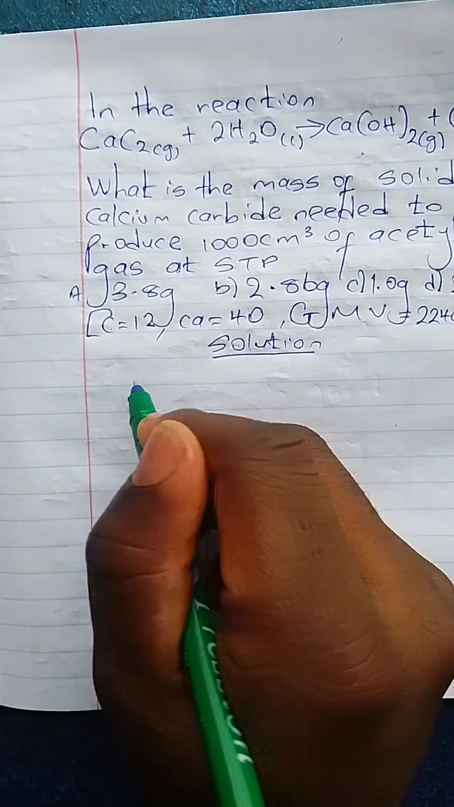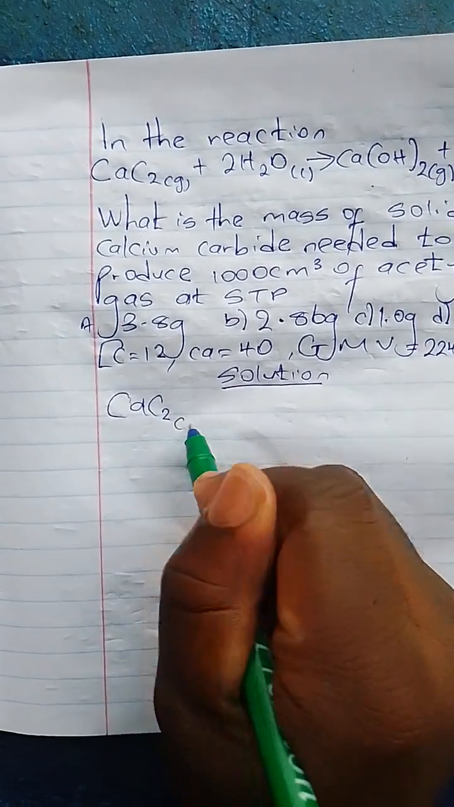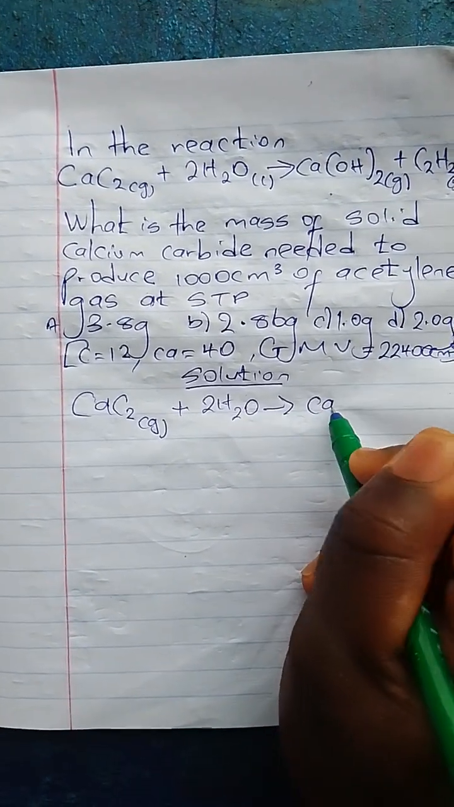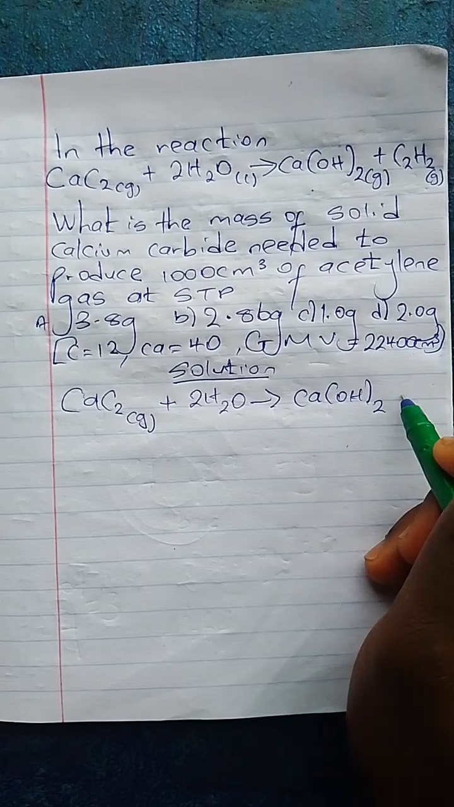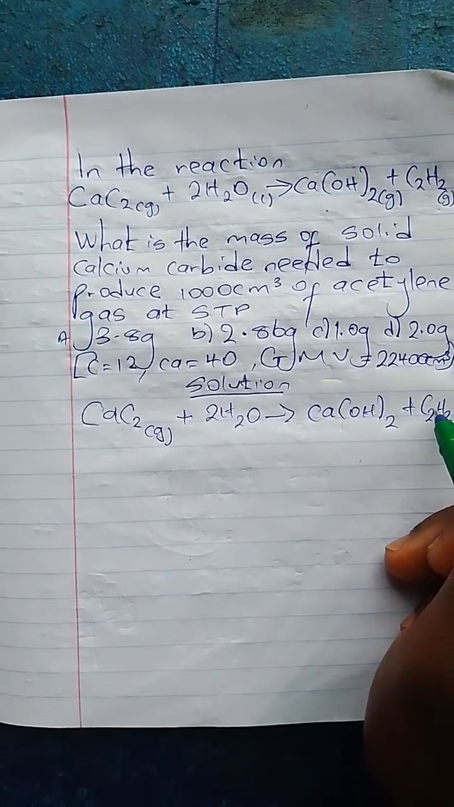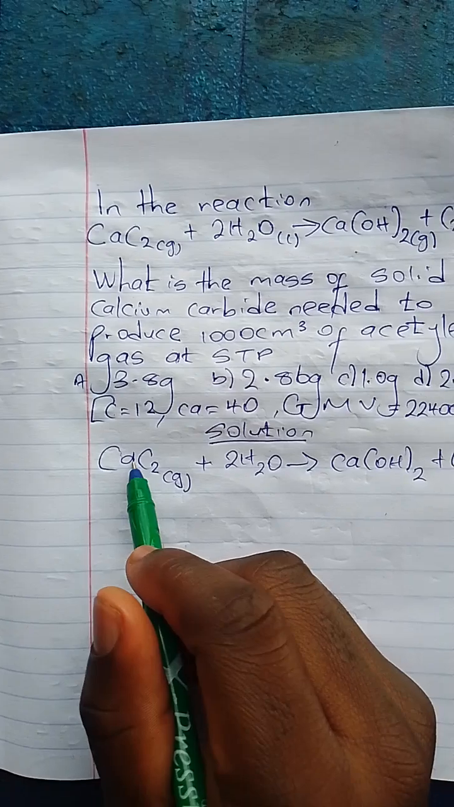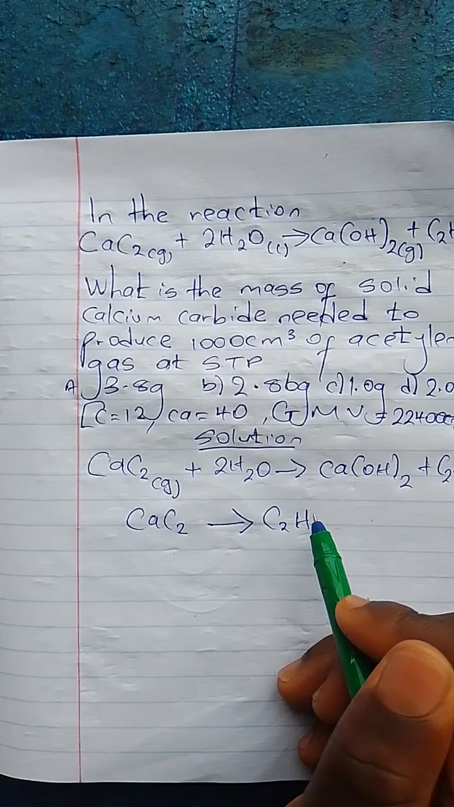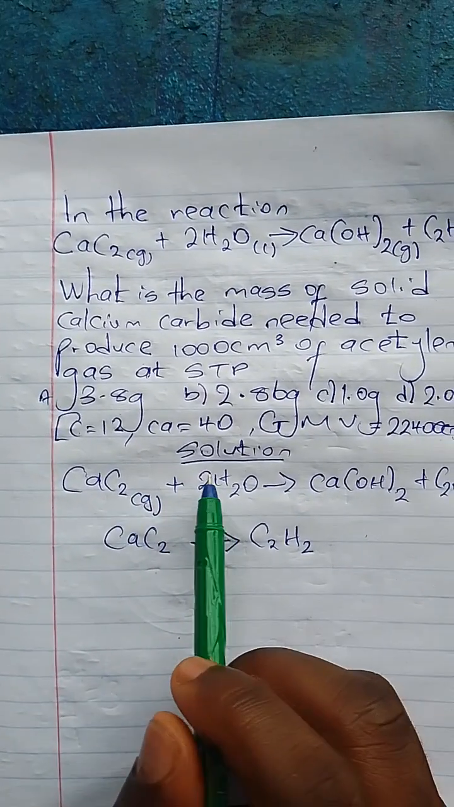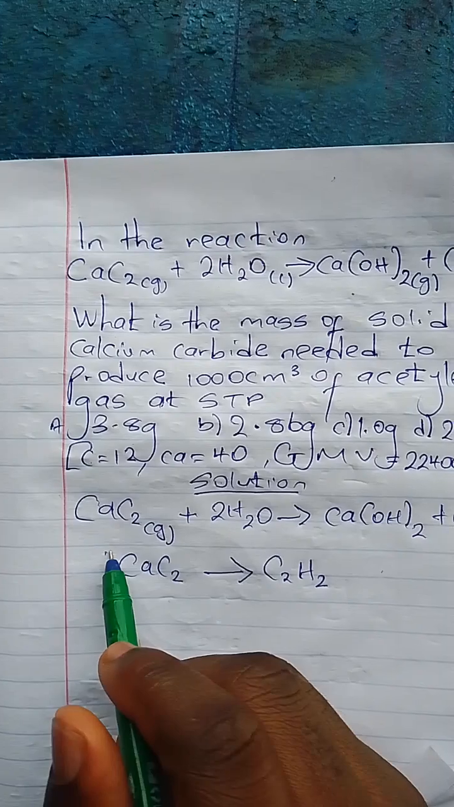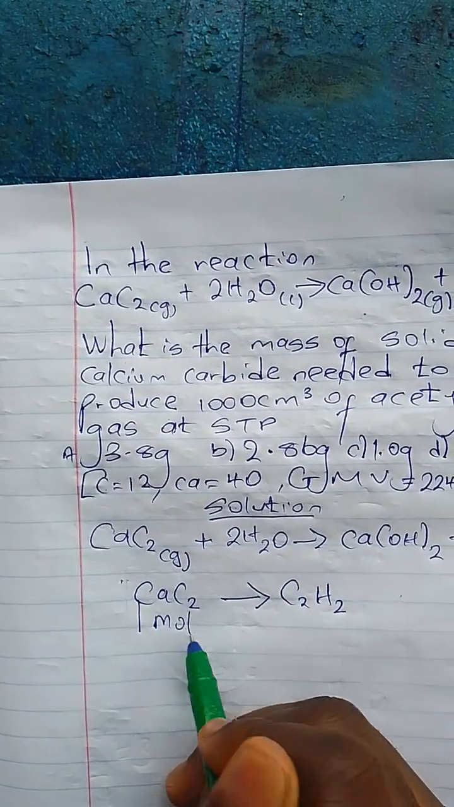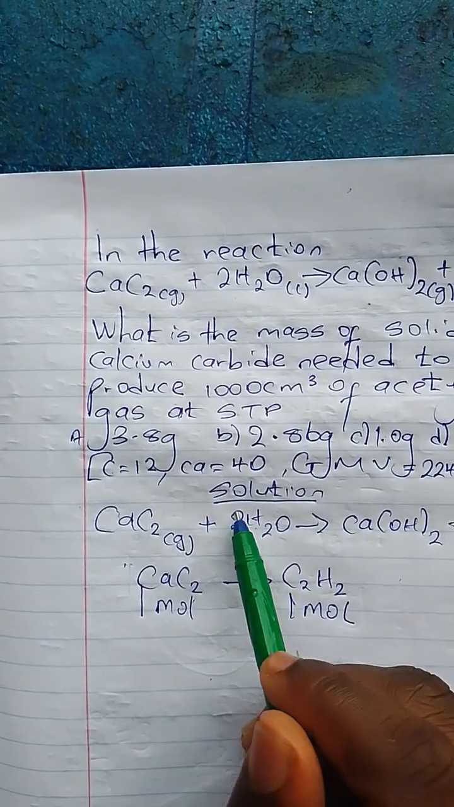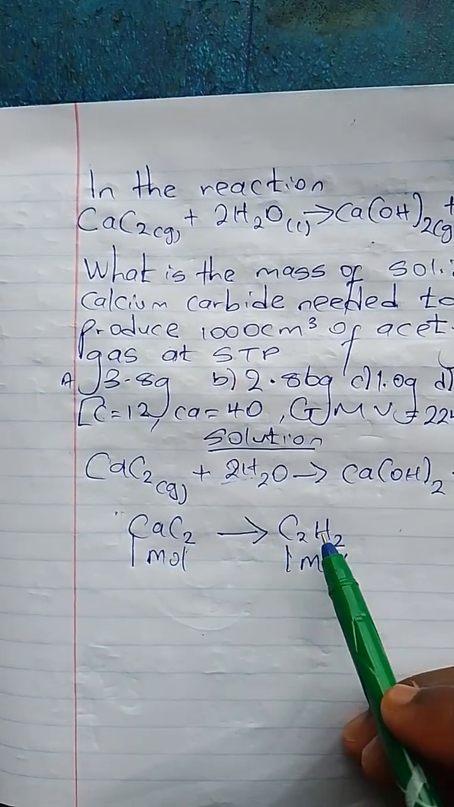Now let's move straight to the question. Let me bring down the equation. Calcium carbide is reacting with water to give calcium hydroxide and ethane gas. Now what is our major concern? Calcium carbide and C2H2 acetylene gas, also known as ethane. Now you agree with me that when there's no number here, it means 1 is present. So this is 1 mole. This is 1 mole. But assuming we are making use of water, we'll say it's 2 mole because 2 appears at the front. But now it's 1 mole and it's 1 mole.